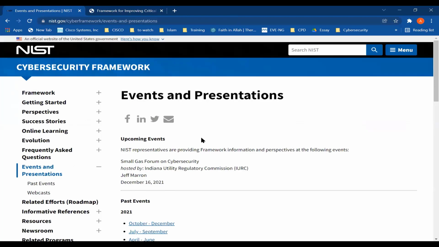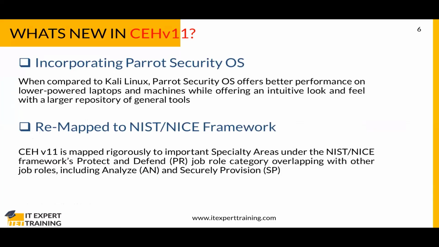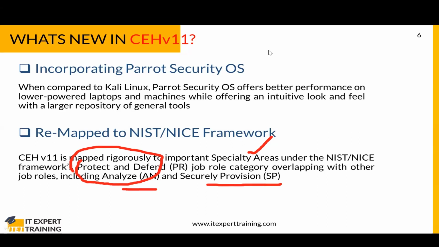So what is very important is CEH version 11. They realigned the entire structure to map this, so that when you go out, for example, we mainly call it protect and detect, the PR job role category, right? With other jobs including analyze and securely provision. So you have these specialty areas under the NIST framework, like PR and AN and SP, which in fact I was trying to show you in this PDF.